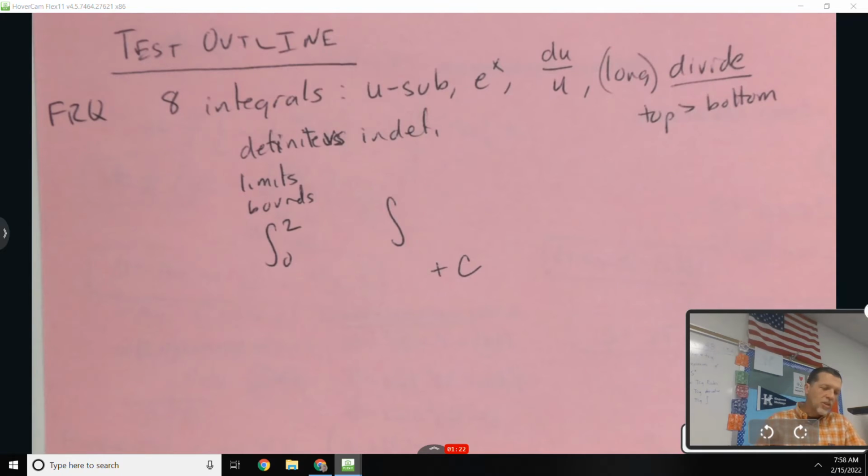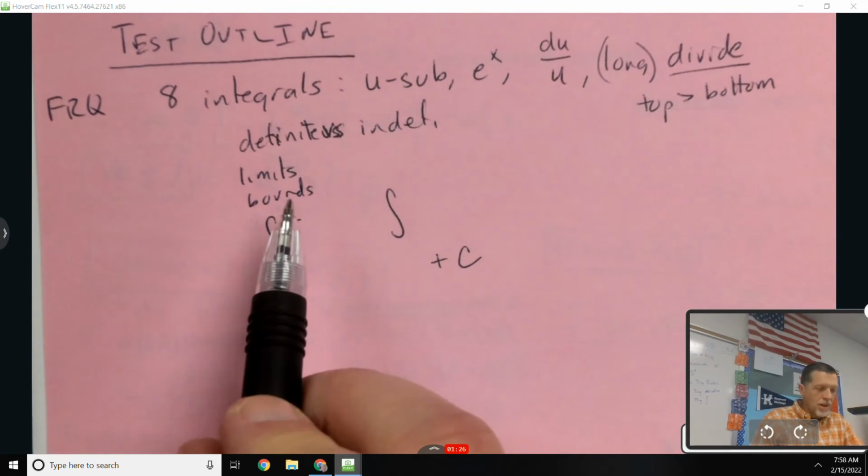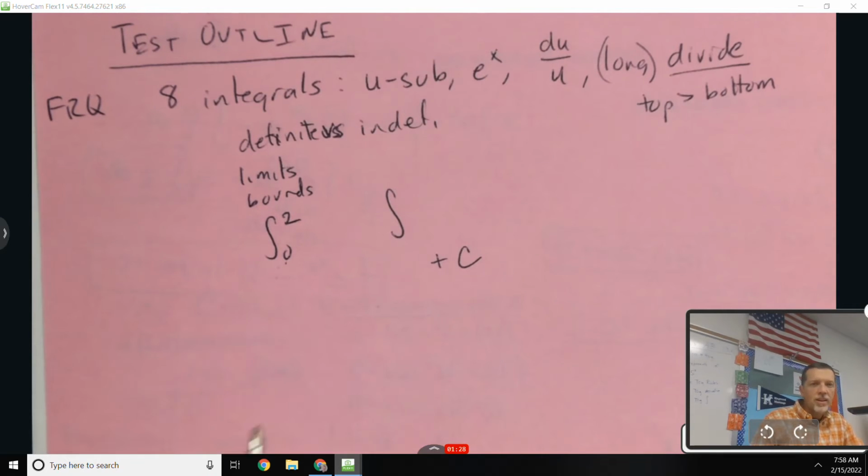So pay attention to that. If it's got limits, there's an extra step at the end, right? Top minus bottom, after you integrate.